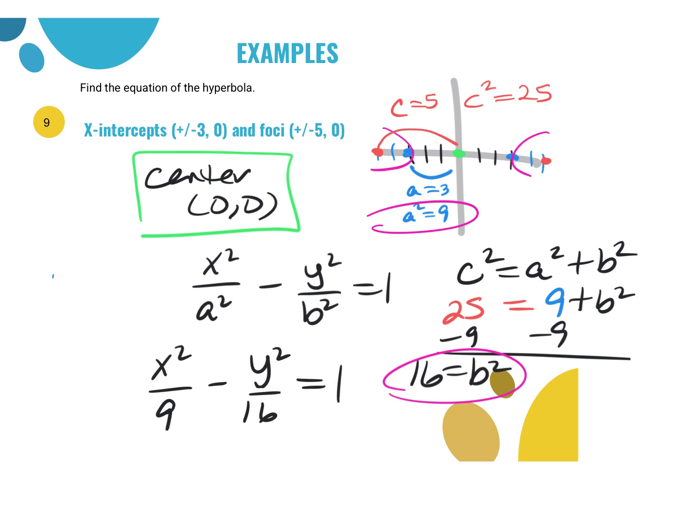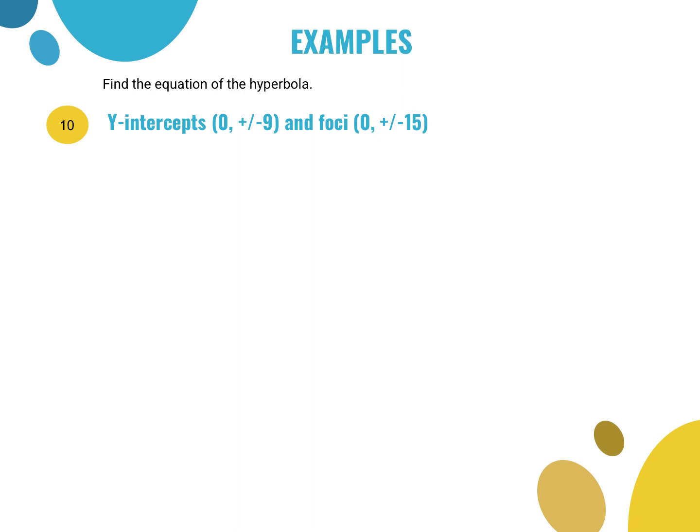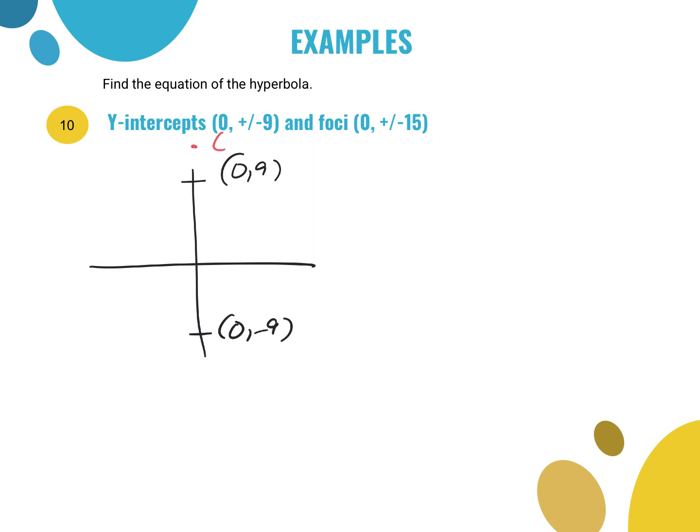Okay, let's try another example. Again, give yourself a visual. So I have the y-intercepts at (0, 9) and (0, -9). Then they gave me the two focus points, which are at (0, 15) and (0, -15). So these are my focus points. Again, these y-intercepts are actually our vertices. So our center point, the midpoint of these two, is the center (0, 0).